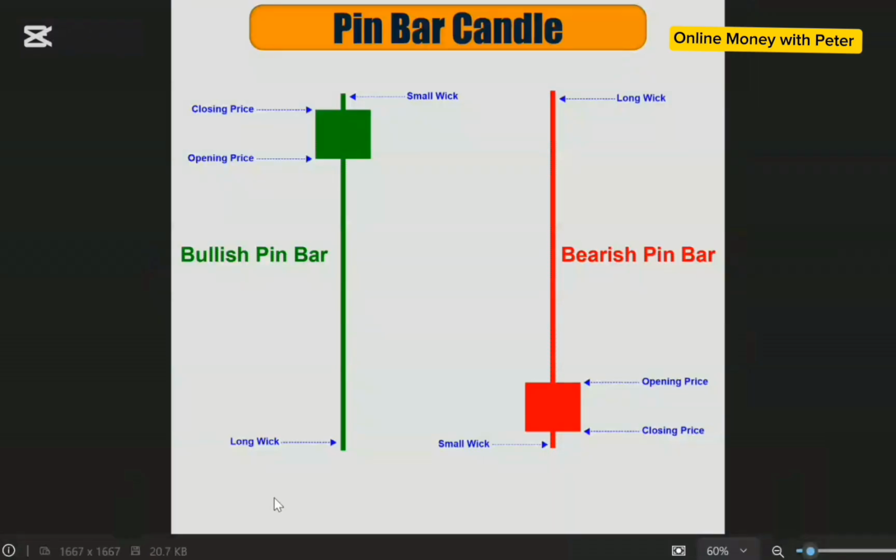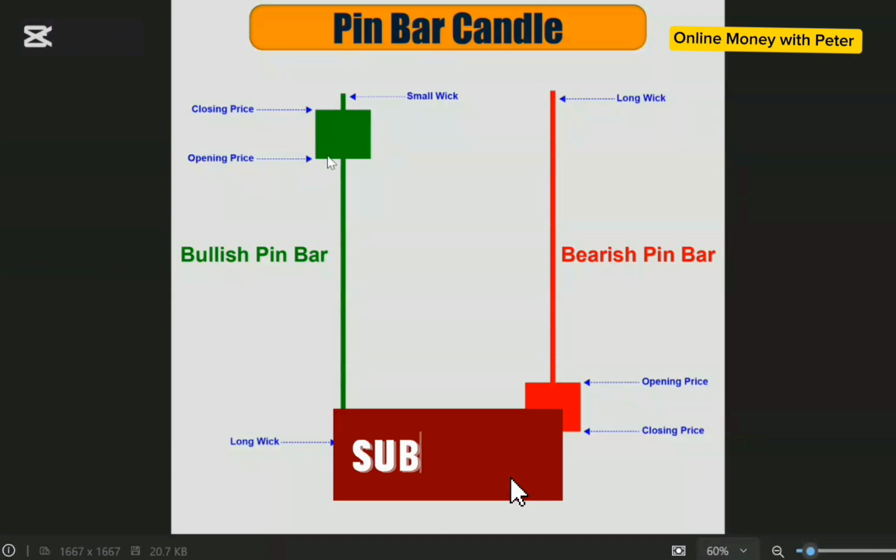So this is a pin bar. This is a bullish pin bar, and this is a bearish pin bar. We are going to start with the bullish pin bar. Now, a pin bar usually looks like this. Sometimes the body may be smaller than this, maybe very small, very thin here. Some people call this a hammer. You can call it a hammer if you so wish, but I call it a pin bar, as we can see here, the pin bar candlestick.